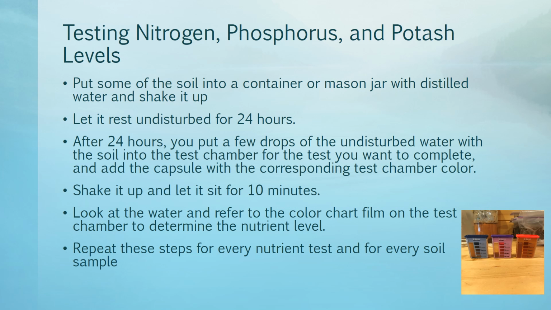For testing the nitrogen, phosphorus, and potash levels, you follow similar instructions. The only difference is that you have to put some of the soil into a container or mason jar with distilled water and shake it up, and then let it rest undisturbed for 24 hours. Then, after 24 hours, you follow the same instructions as the pH test. After you shake it up and let it sit for 10 minutes, look at the water and refer to the color chart film on the test chamber to determine the nutrient levels. You repeat these steps for every nutrient test and for every soil sample.